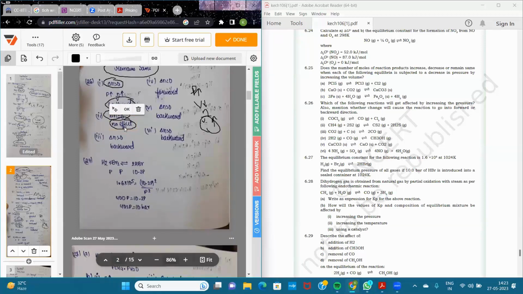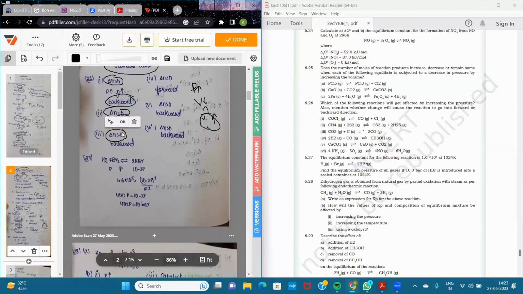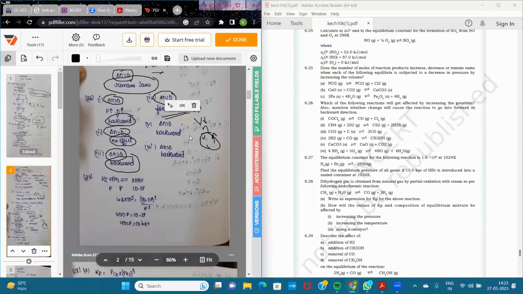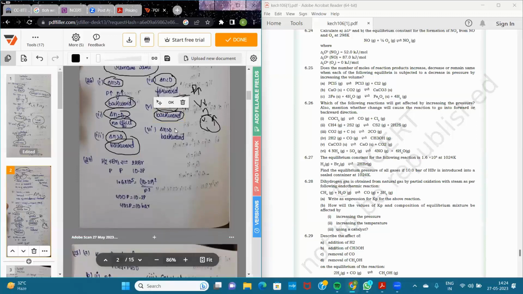For third part, delta Ng is positive. Number of moles increases in the forward direction. So to decrease the number of moles, the reaction will proceed in the backward direction. In fourth part, delta Ng is negative. Number of moles are decreasing in the forward direction. So the reaction will proceed in the forward direction. For fifth part, delta N is positive. Number of moles will increase in forward direction. To decrease the number of moles, reaction will proceed in the backward direction. Sixth part, delta N is positive. Here also the reaction will proceed in the backward direction.